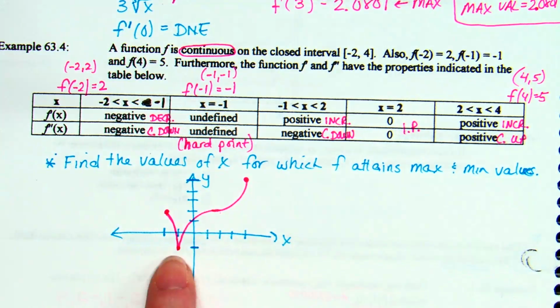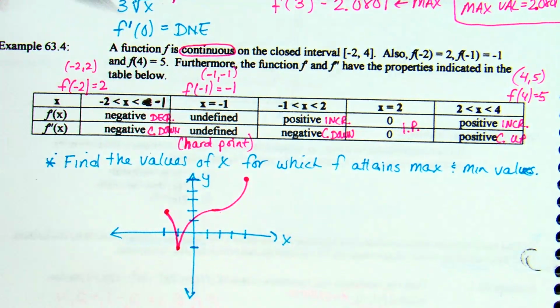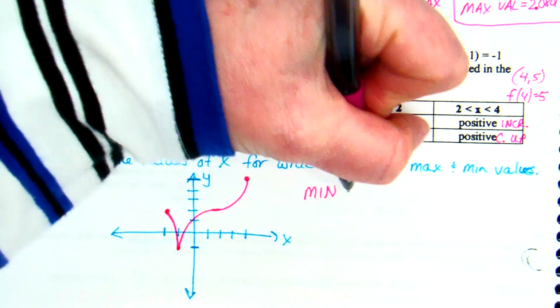Okay. Well, we did figure out here we've got a min at x equals negative 1 and a max at 4. So, ask me again tomorrow if you want me to talk about that one a little bit more.